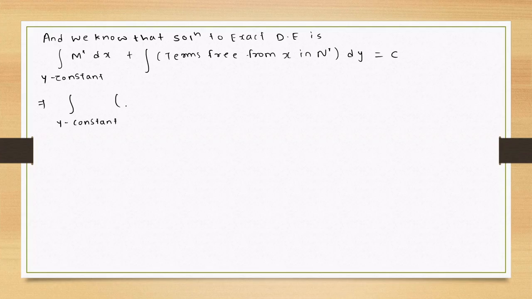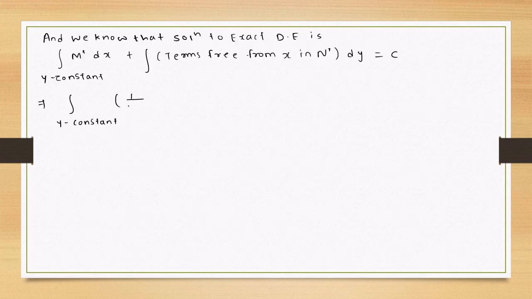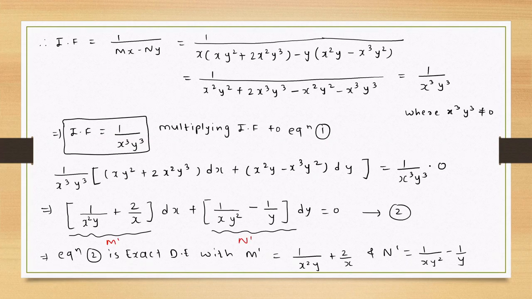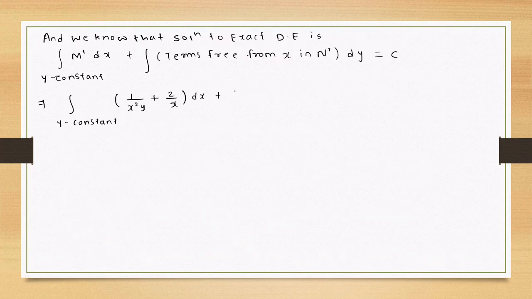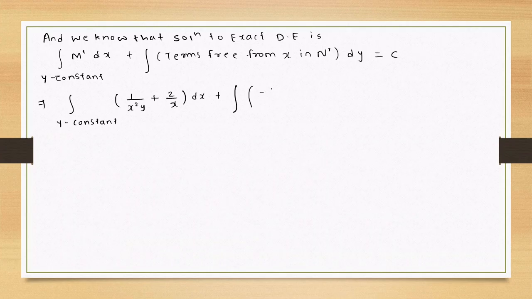What is M dash here? We have written 1 upon x square y plus 2 upon x, dx, plus terms free from x in N dash. Only the term free from x is minus 1 upon y. So we have to write minus 1 upon y, dy is equal to some constant c. Now remember, here we have to integrate with respect to x treating y as a constant. So this is 1 upon y.